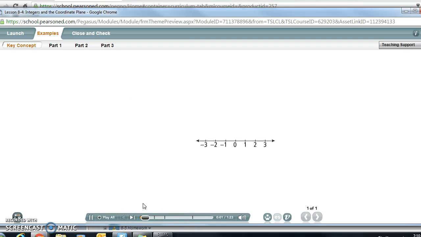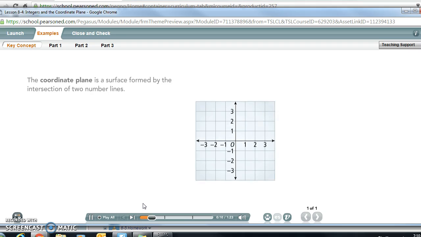You can have a horizontal number line, and you can have a vertical number line. Together, the two number lines form a coordinate plane. The horizontal number line is called the x-axis. The vertical number line is called the y-axis. The point where the two number lines intersect is the origin.